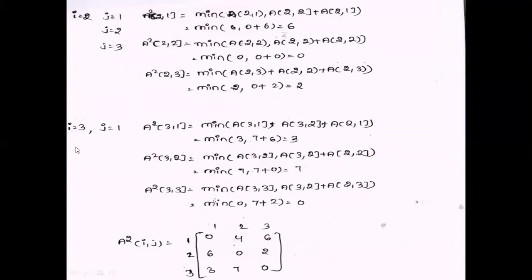Next, for i equal to 3, j equal to 1, j equal to 2, j equal to 3. We are finding the shortest path from 3 to 1, 3 to 2, 3 to 3. For 3 to 1, there is a direct path from 3 to 1. There is another path from 3 to 2 to 1, but the length is 13. So the shortest path is the direct one from 3 to 1.